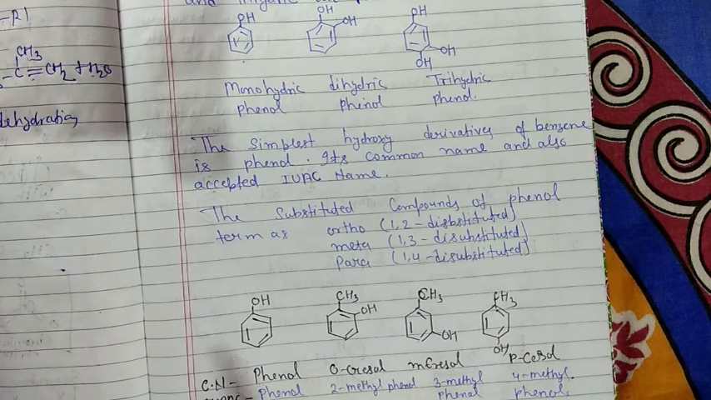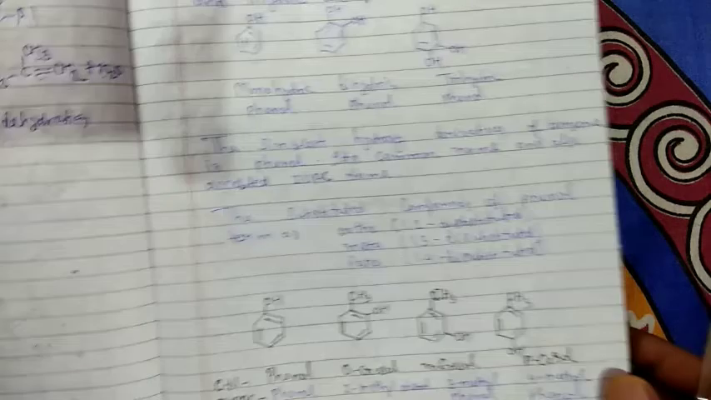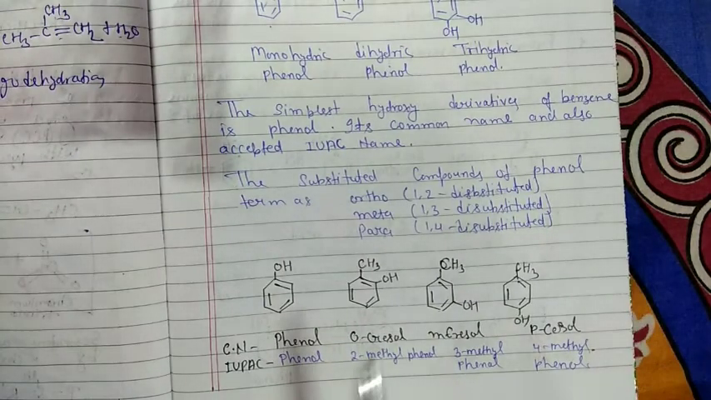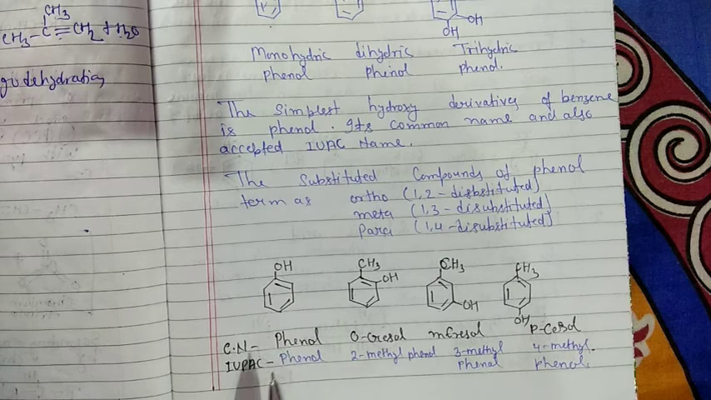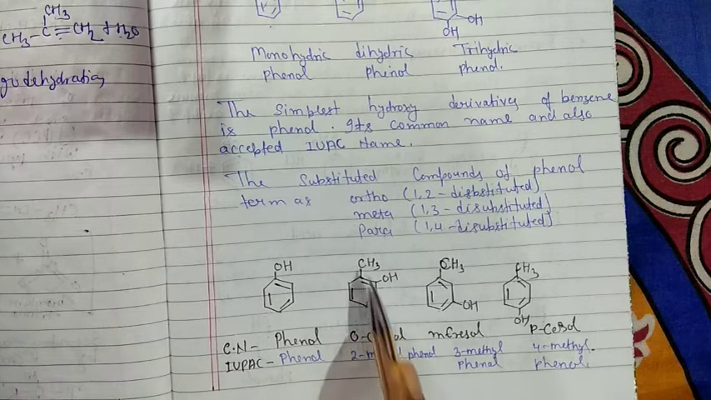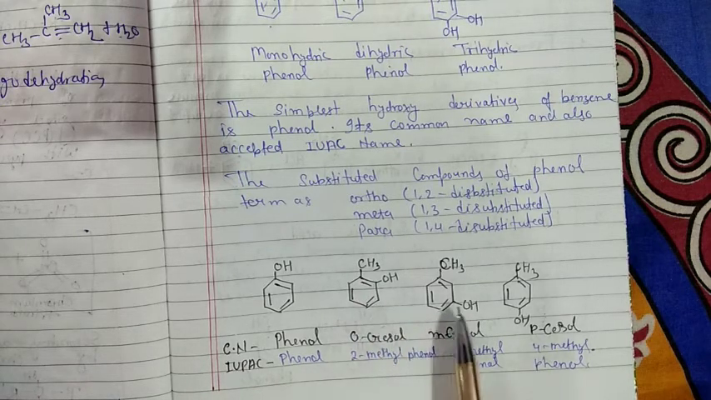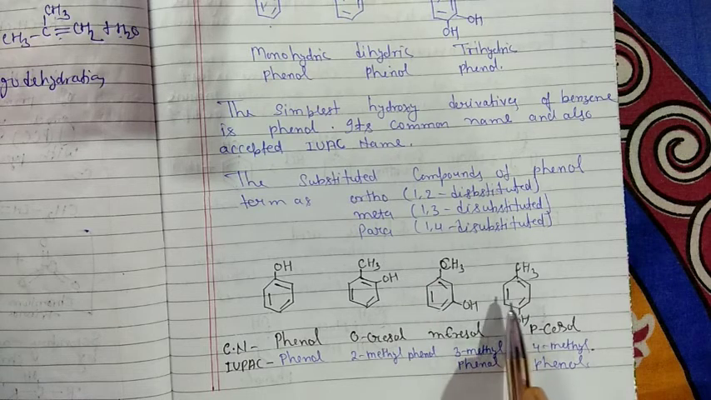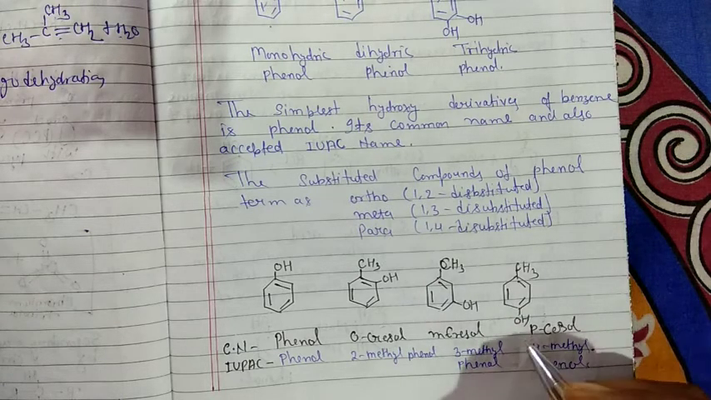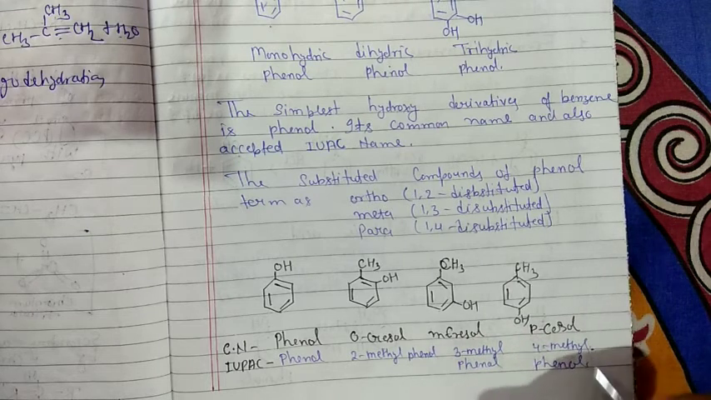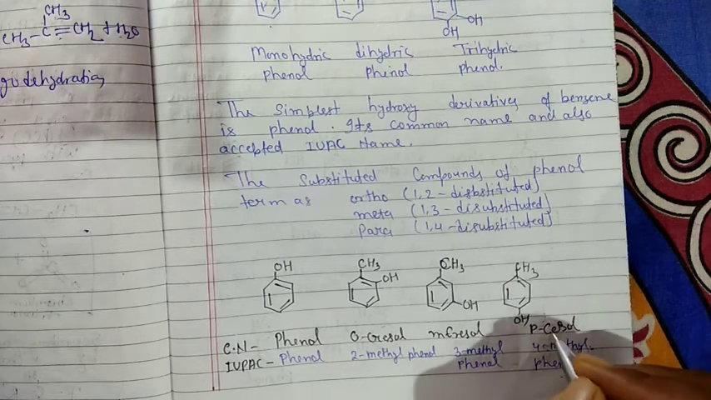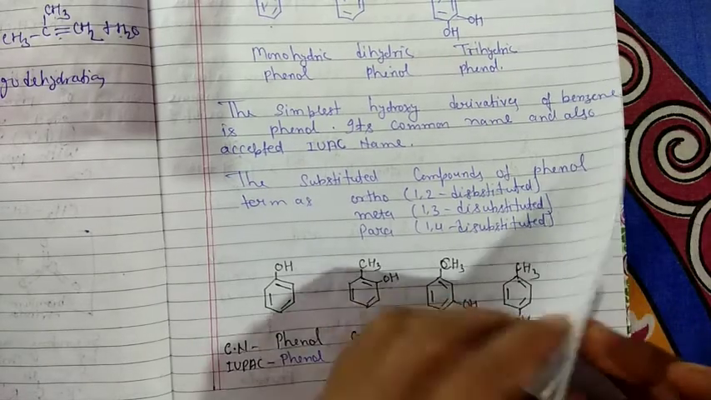You see here some common names and IUPAC names. This is phenol, their common name and IUPAC name are the same. This is orthocresol. Their common name is orthocresol, but their IUPAC name is 2-methyl phenol. Metacresol, but their IUPAC name is 3-methyl phenol. Paracresol, and their IUPAC name is 4-methyl phenol.